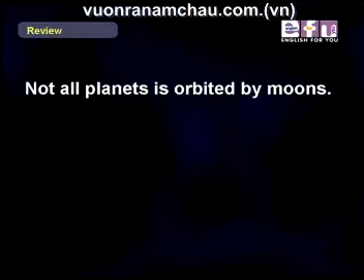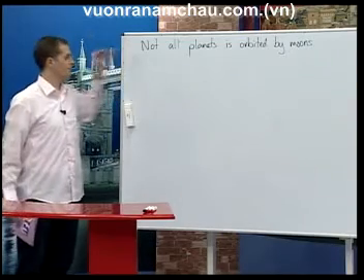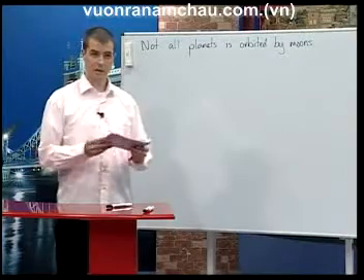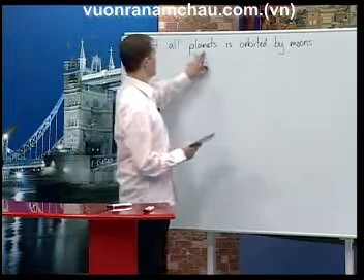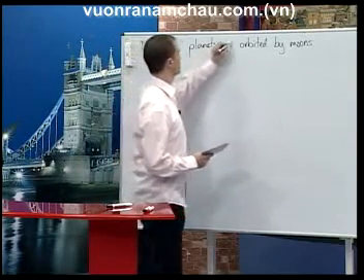And Rosa, you can do the first one. Not all planets is orbited by moons. What's the mistake? You should change the verb. Not all planets are orbited by moons. So the verb changes. Yes. Okay. Because planets is plural. Plural. Okay, so that's the mistake.